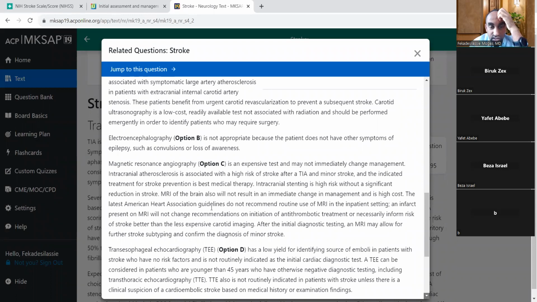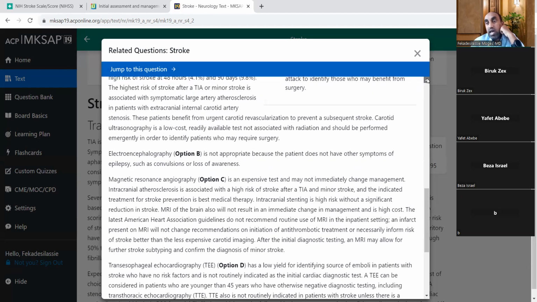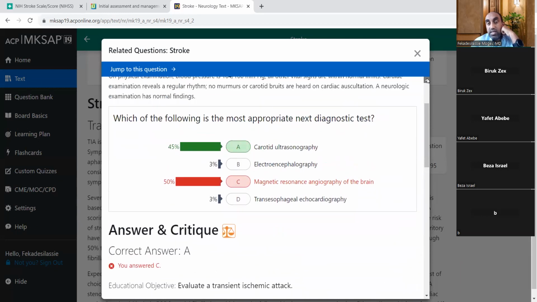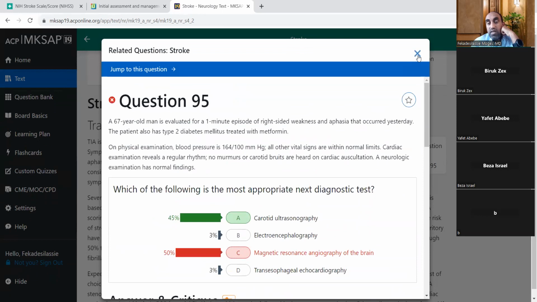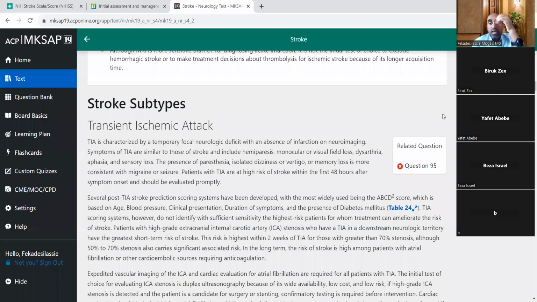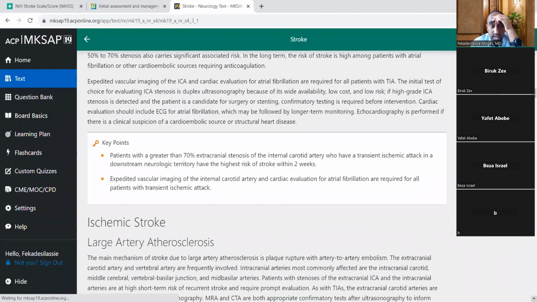The latest American Heart Association guidelines do not recommend routine use of MRI in the inpatient setting. An infarct present on MRI will not change recommendations on initiation of antithrombotic treatment or necessarily inform risk of stroke better than the less extensive carotid imaging. After the initial diagnostic testing, an MRI may allow for further stroke subtyping and confirm the diagnosis of minor stroke. So the first test you should do is carotid duplex, and depending on the findings, you can advance it. Clear? It's more available, it's safe, it's cost effective, it's available in most centers, so you should do that.